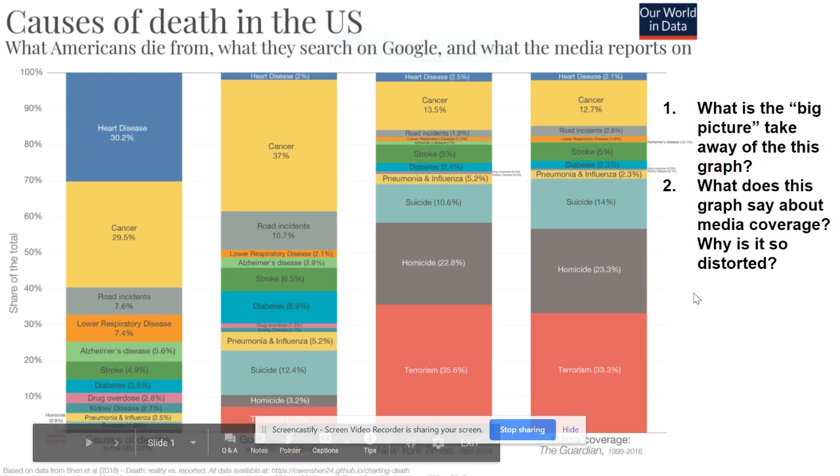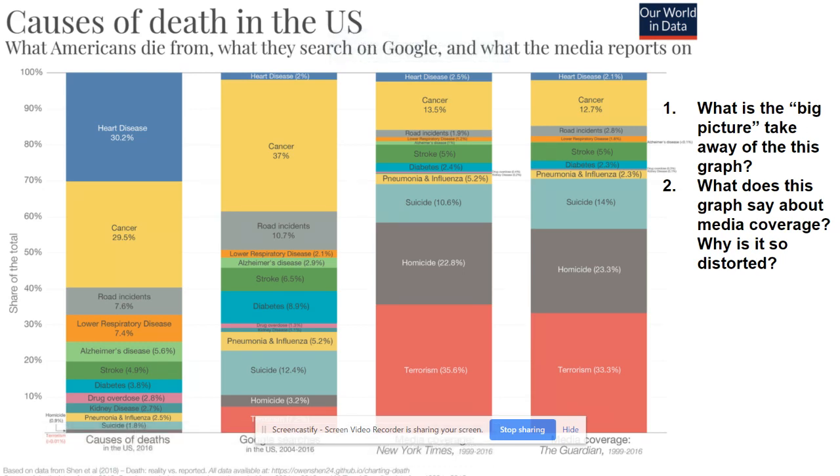Okay, we're getting ready to start Unit 1, which is the first unit on foundations of American government. But I just wanted to show you something left over from the media unit, the last part of the media in Unit 5 that I didn't get a chance to show you. This is causes of death in America, what Americans die from, what they search for on Google, and what the media reports on.